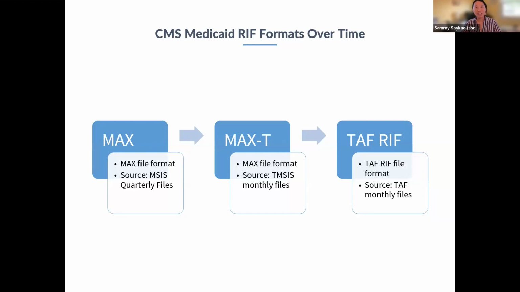So in the beginning, at first we had MAX. So MAX was essentially a MAX file format, and it's sourced from MSIS. Remember, that's the older version before TMSIS. And then we have MAX-T, which is still the MAX file format, but it's sourced from the TMSIS files at that point. And then finally, we have what we can work with now, which is TAF RIF, and that's the TAF RIF file format sourced from the TAF monthly files.